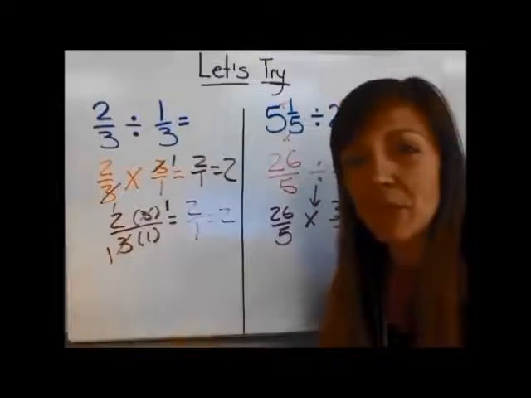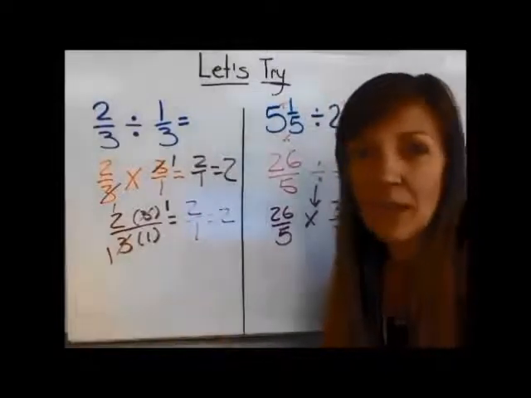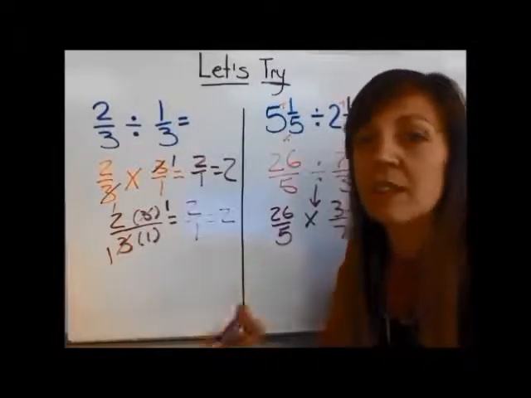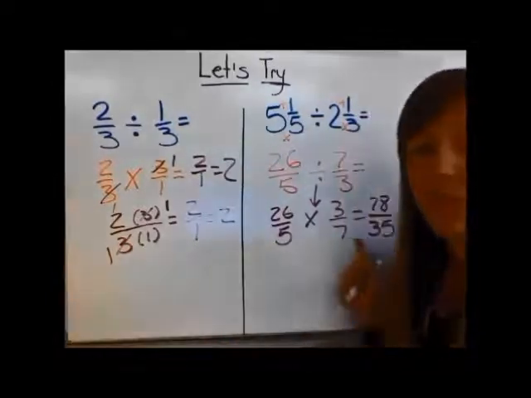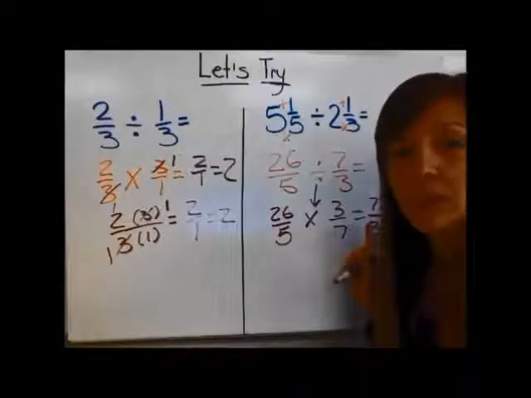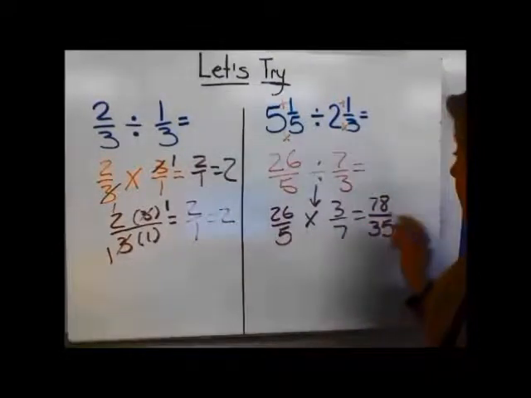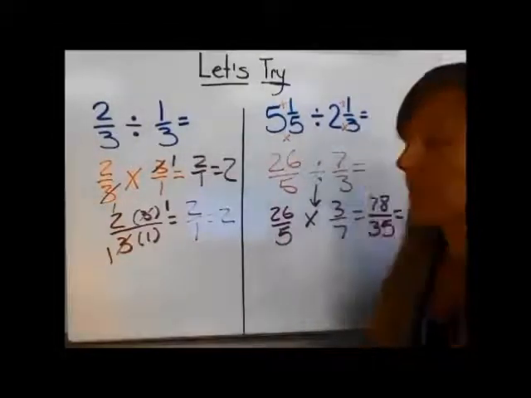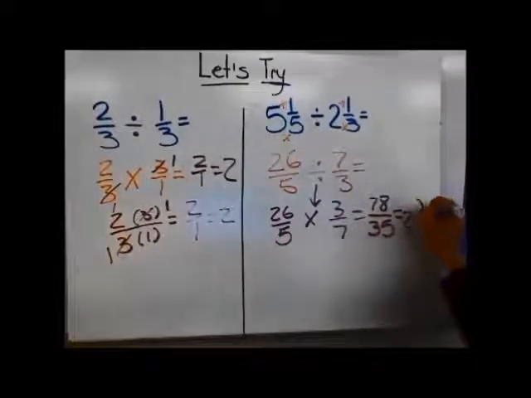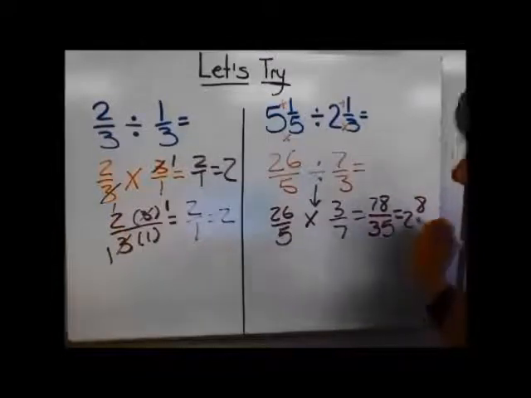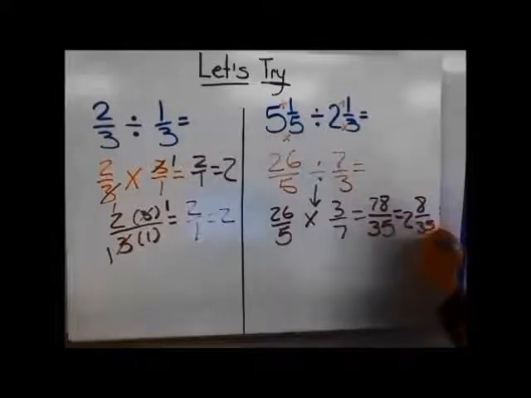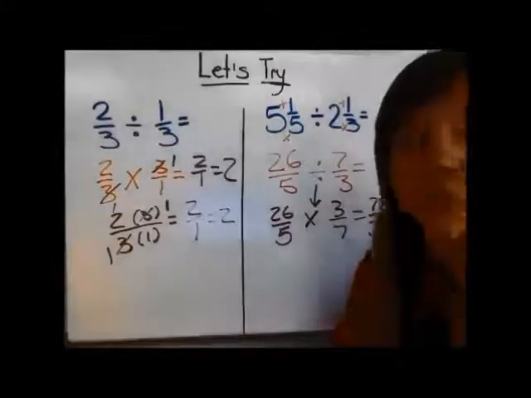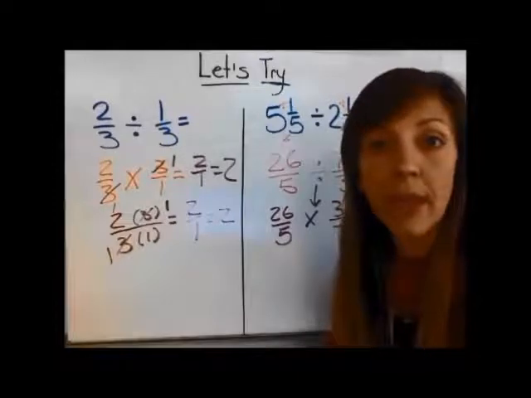78/35. The top number is too big. A 35-pound person is too little to be trying to carry a 78-pound person. The top number is too heavy. So we're going to have to divide 78 by 35. I know that 35 goes into 70 twice. We would have 8 left over out of 35. So 2 and 8/35 would be my answer.